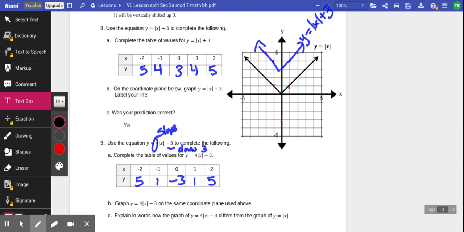And I look, whoa, this got way skinnier. And the bottom vertex dropped down. And label it y equals 4, absolute value of x minus 3.